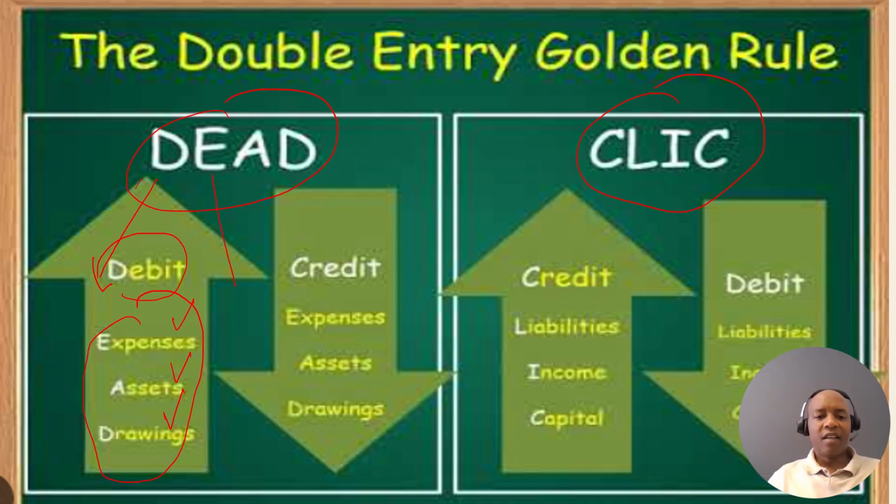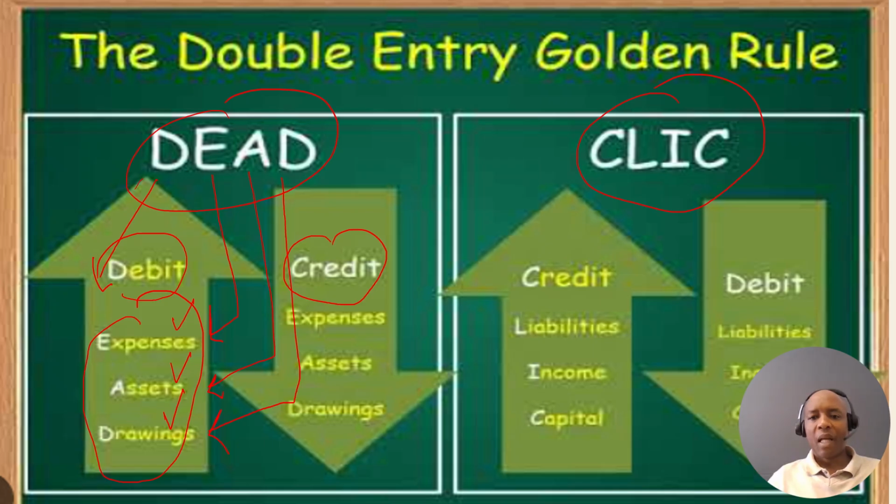The E stands for expense. We are now listing these accounts. A stands for assets. Then D stands for drawings. Okay. And those same accounts, since they increase on the debit, then they decrease on the credit, as you can see the arrow pointing down. That's the DEAD principle. It helps you to remember these accounts that increase on the debit and decrease on the credit side.